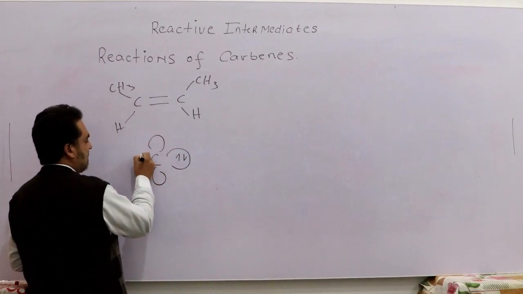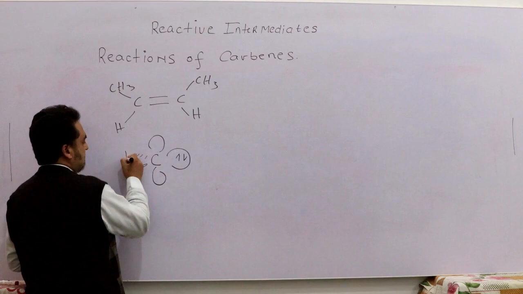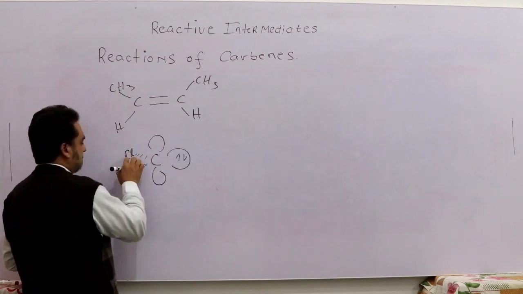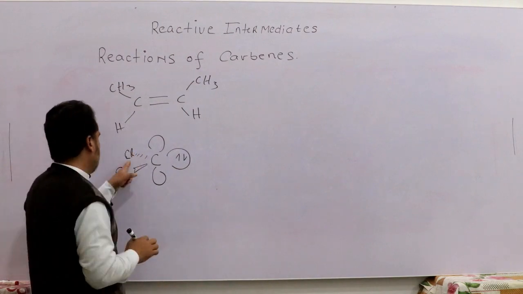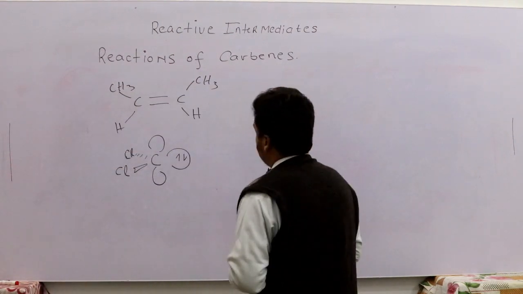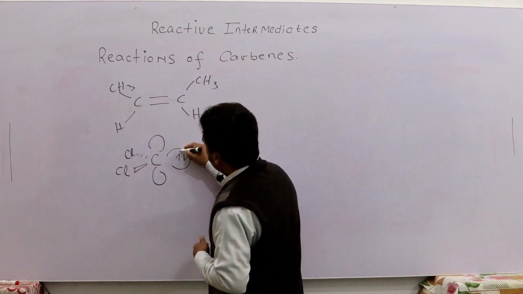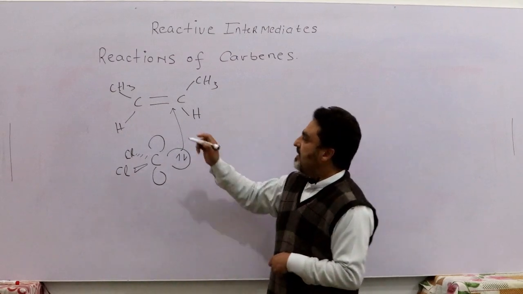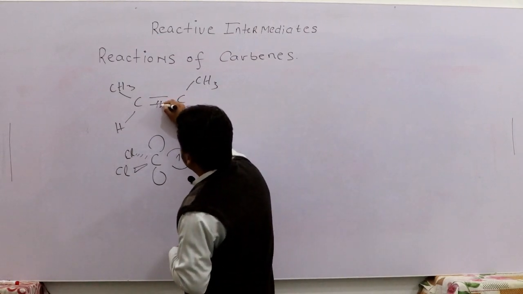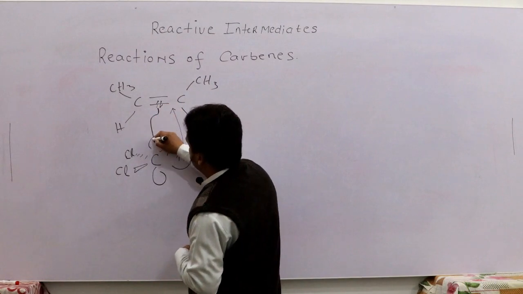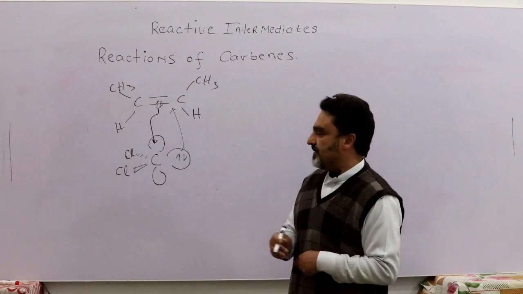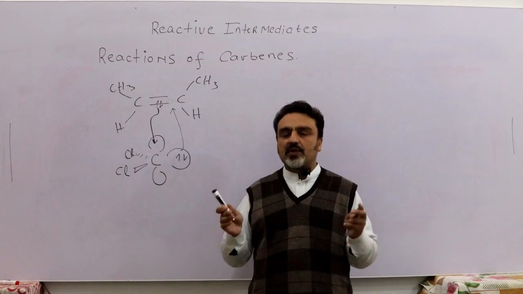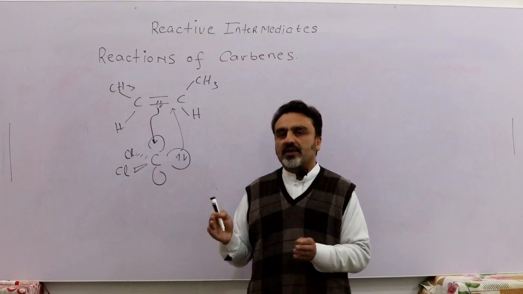The orbital was empty, and this is one chlorine, and this is the other chlorine. Pardon me for this mess. Now what will happen? Both these electrons just attack this carbon, and both the electrons in this pi bond shift to this p orbital, and in the meanwhile the hybridization of this carbon changes to sp3.